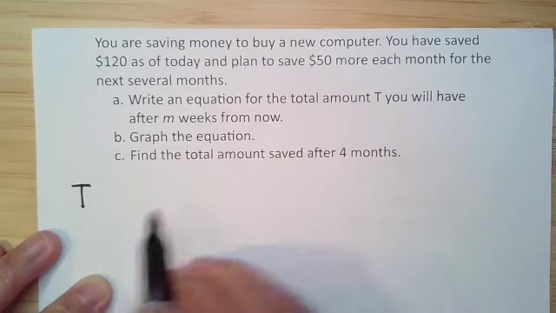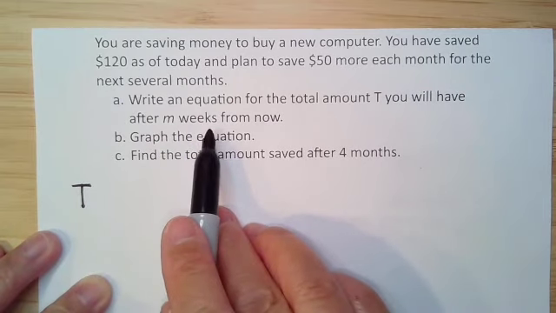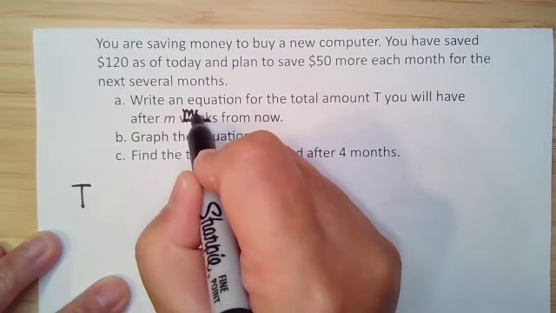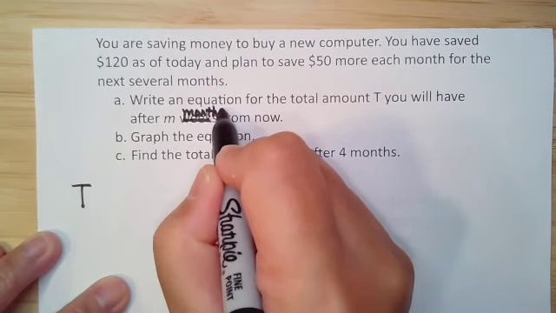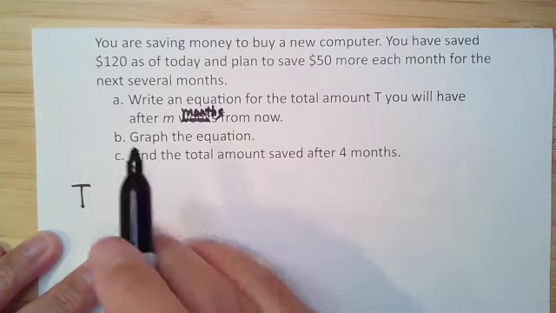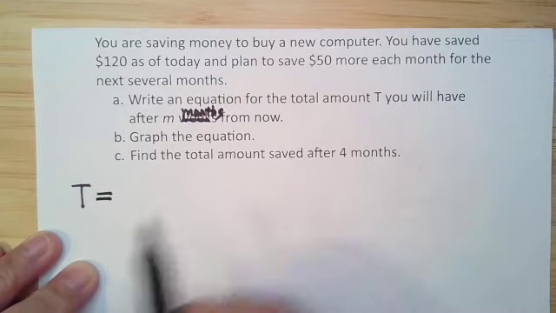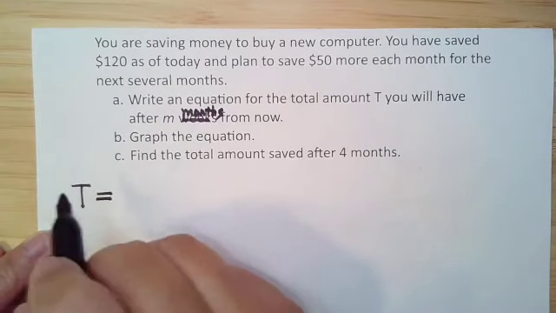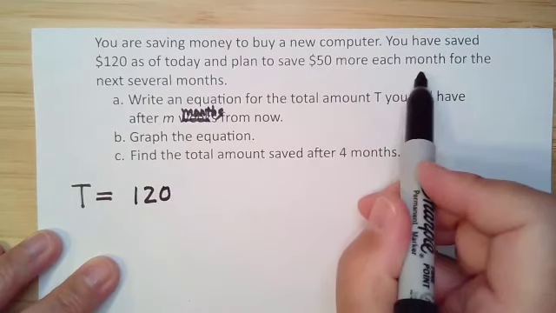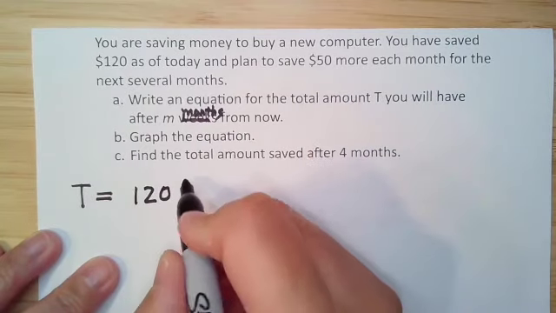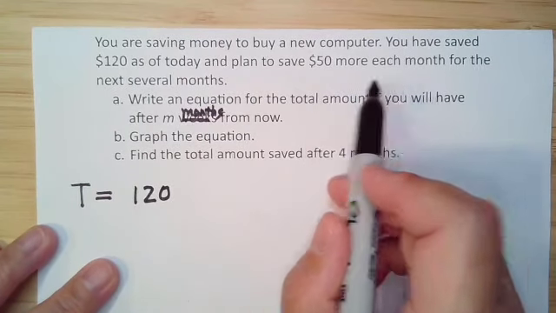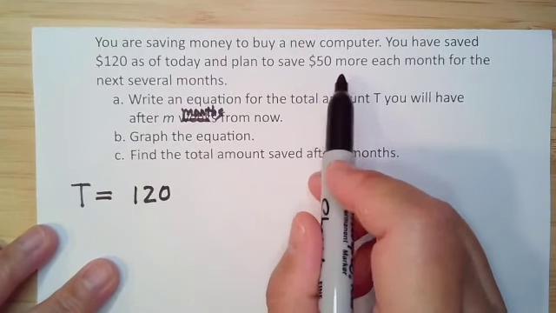you will have after, sorry, it should be m months from now. All right. T, how much money are you going to have? The total amount you have saved. Right now you have 120. And then for each month you save 50. This is the unit rate, right? For each month you add $50 to your savings. And that's the unit rate.